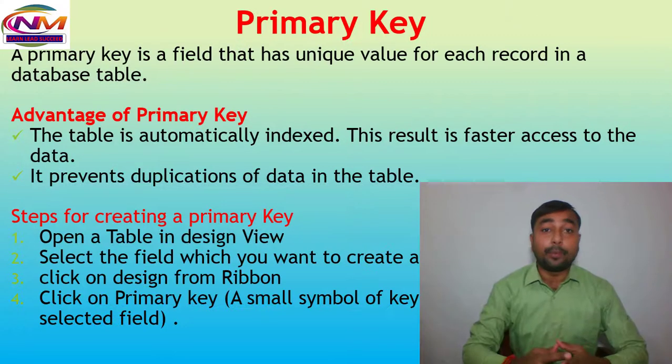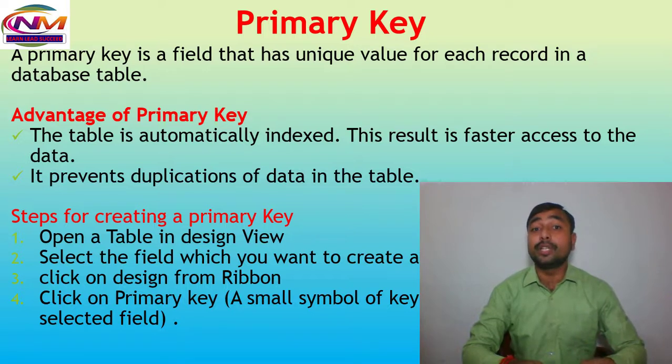This is a very important topic, known as primary key. Students, if you remember, I have already explained the advantages of database. I told you that data duplication is not allowed. How is duplication of data not allowed? Because in a record, one field must hold a unique value, and those fields which hold a unique value are known as primary key.